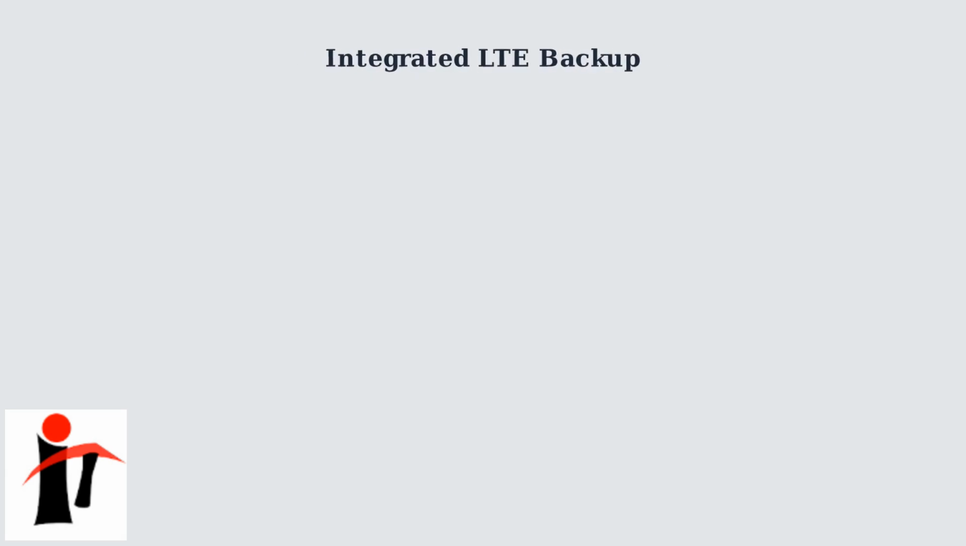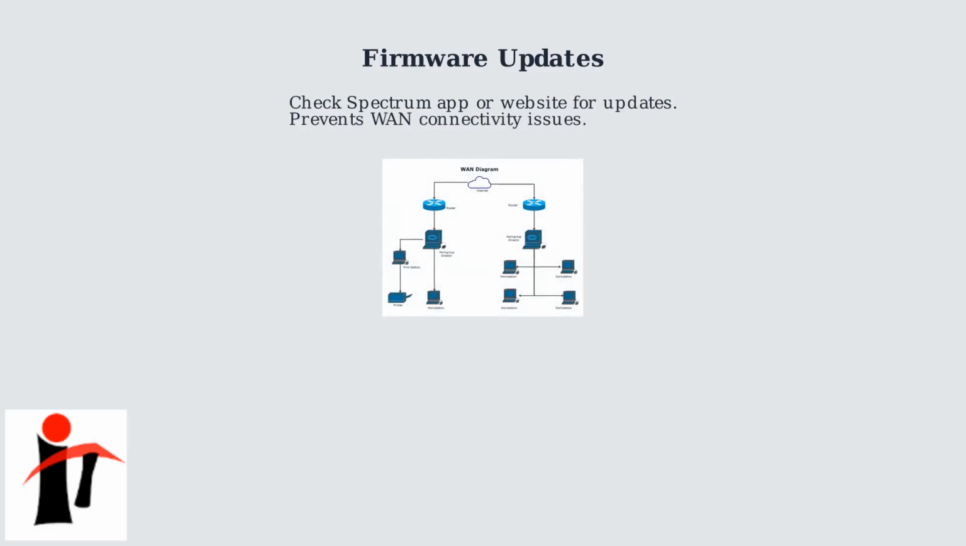Spectrum's latest routers, like the SA8500, also include integrated LTE backup for uninterrupted service. Remember to keep your router firmware updated regularly. Experts recommend proactive updates to avoid WAN check bottlenecks.